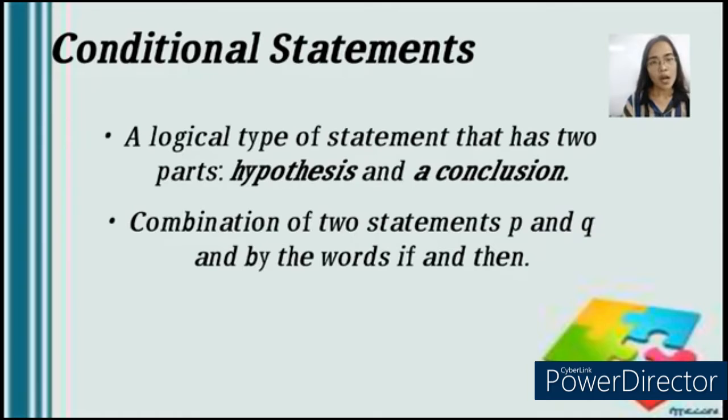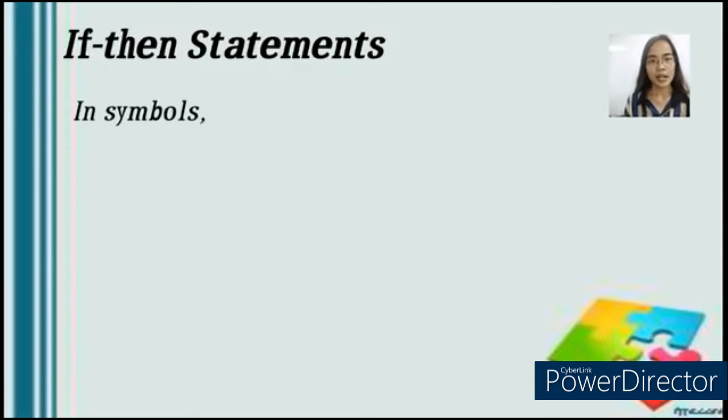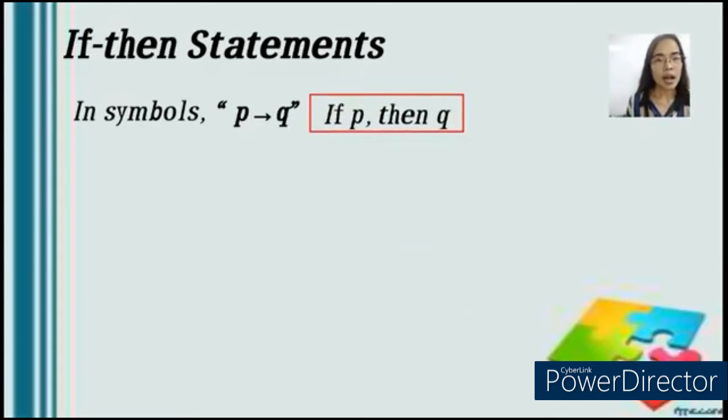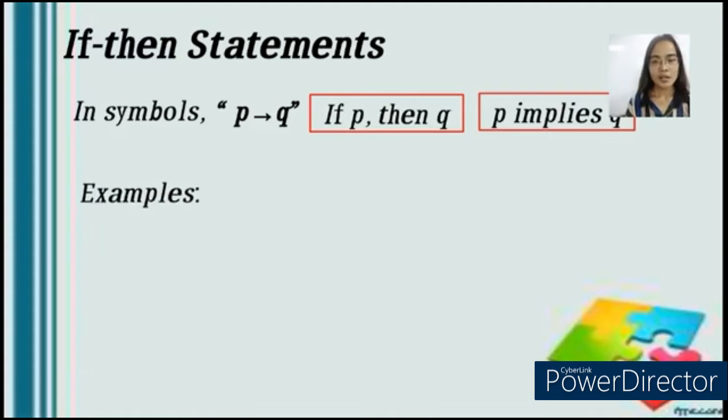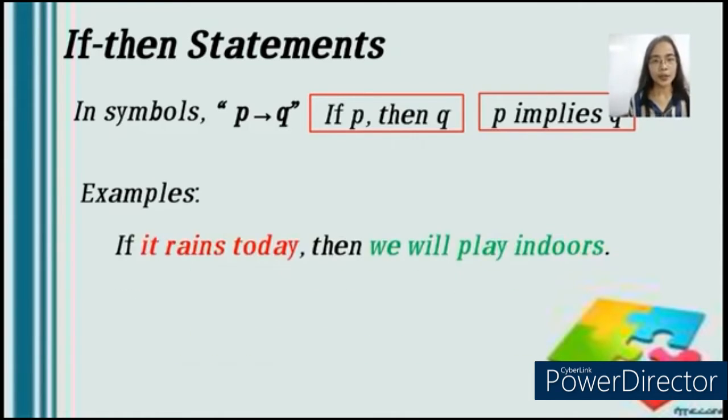A conditional statement is also a combination of two statements, P and Q, joined by the words if and then. The clause if is called the hypothesis, and the clause then is called the conclusion. The if-then statement in symbol is this. You can read this as if P, then Q, if P implies Q, and also you can read this as P only if Q, Q whenever P, Q provided that P, P is sufficient for Q, and Q is necessary for P.